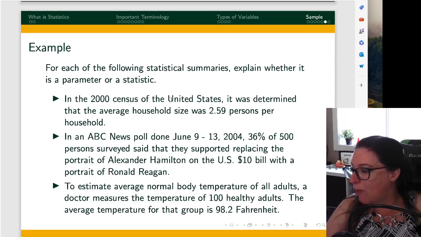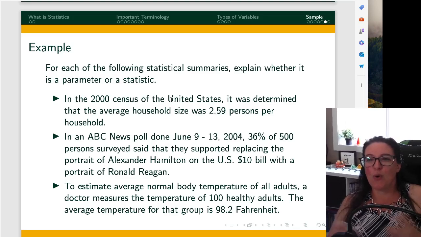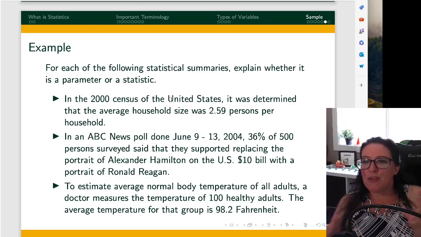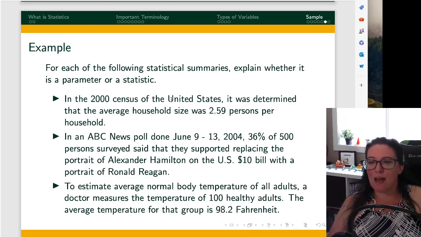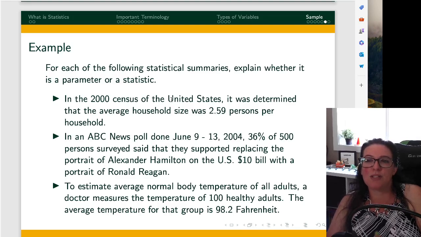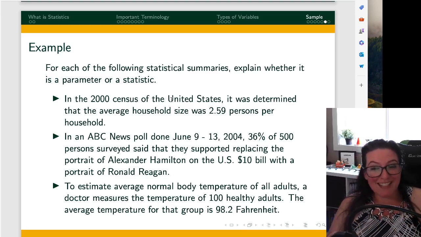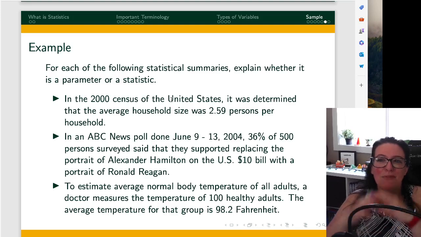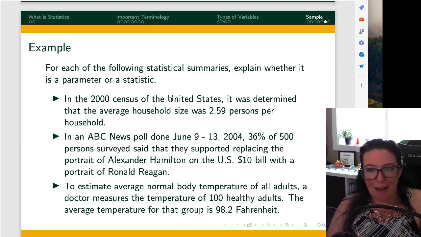All right, so can you identify whether the following are parameters or statistics? In the 2000 census of the US, it was determined that the average household size was 2.59 persons per household. Is that a statistic or a parameter? Remember, a census means we collect information about everyone. So that is going to be a parameter.